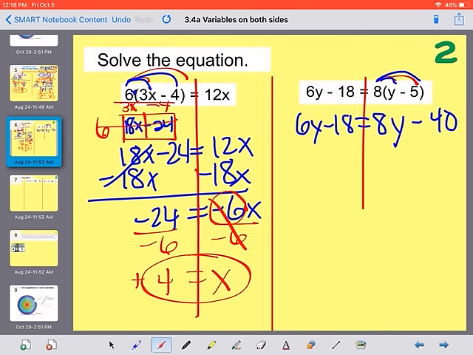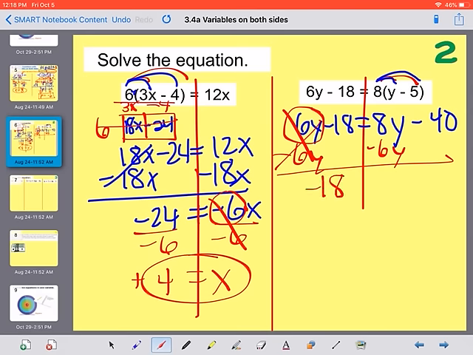And then move our x's, or our y's. I like to move this smaller one to keep everything positive, because if I subtract 6y, we still have positive y's left over. Those eliminate. We have negative 18 equal to now 2y minus 40.